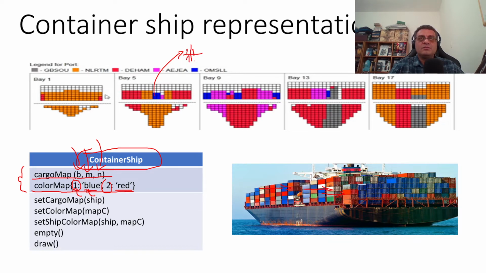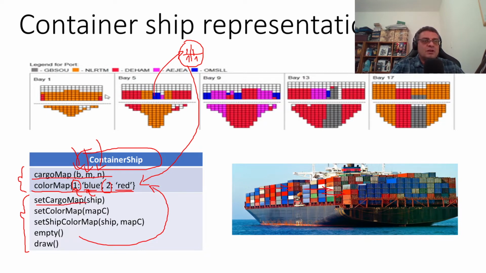We can fill this grid with integer numbers, and then using this dictionary we can translate the numbers into colors, so we can quickly see what's going on, or how the container ship is occupied, in a visual way. Additionally, here we have the methods or functions that will be applied to the information inside the fields. So here we have set cargo map, which will be the numbers or the cargo that will be filled in each grid in each bay.